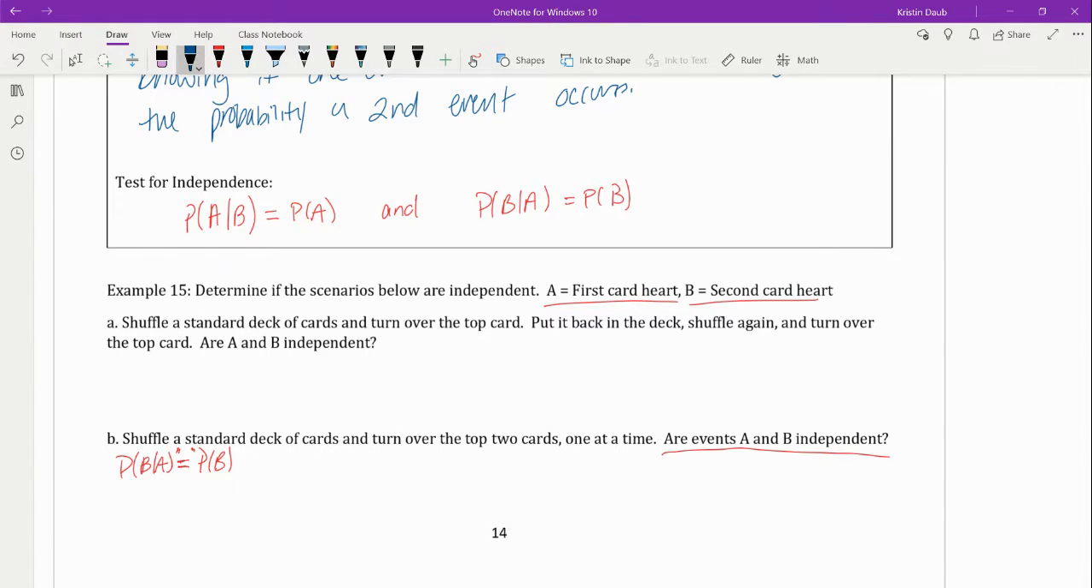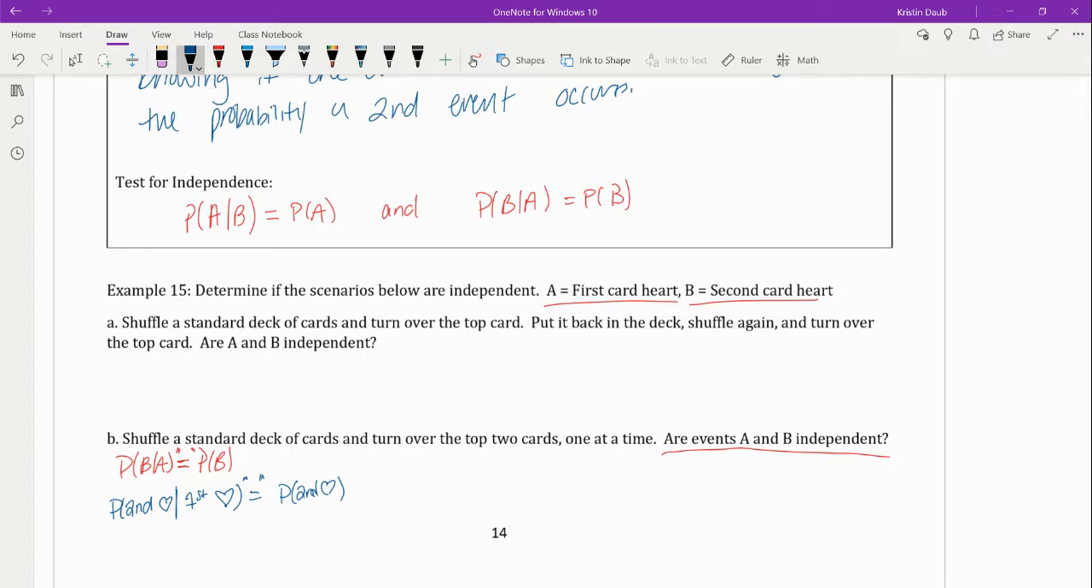So the probability of B given A, that's going to be the probability that my second card is a heart, given that my first card was a heart. And I want that potentially equal to, so I'm going to put my quotes up above, the probability that my second card is a heart. All right, so there's what we kind of have there.